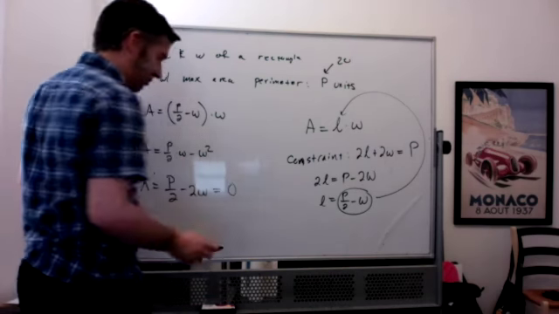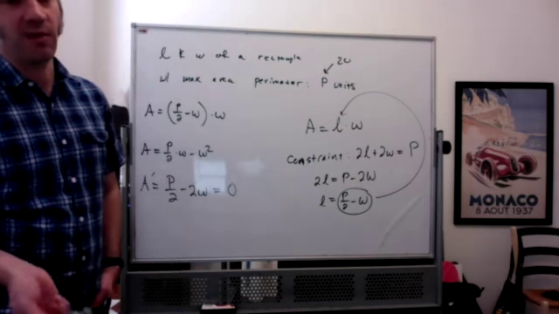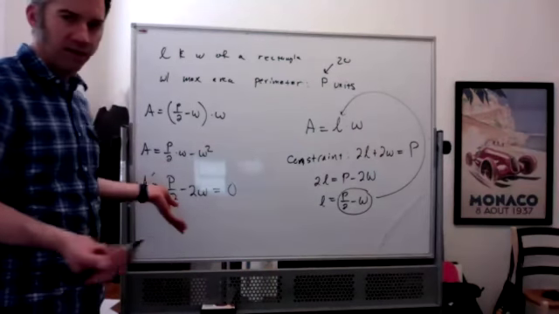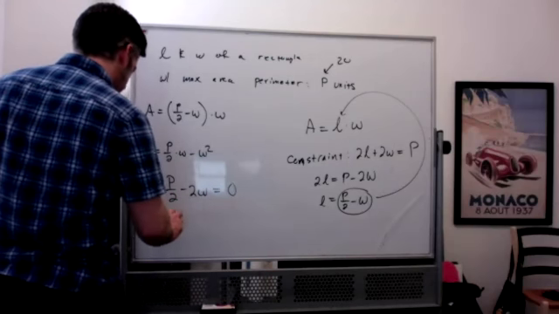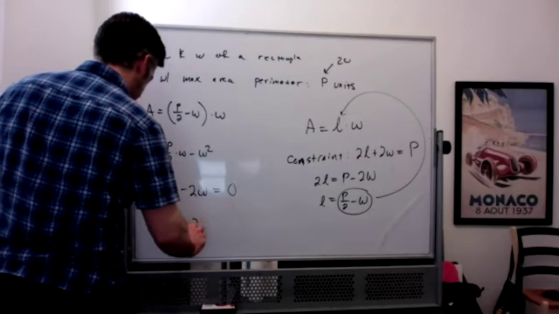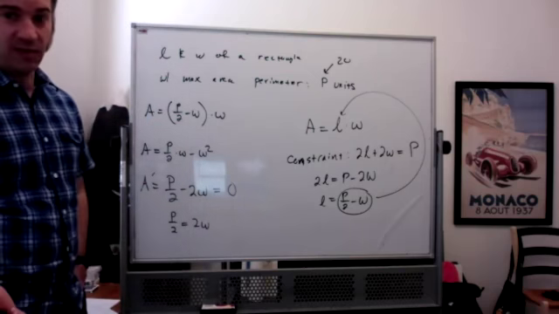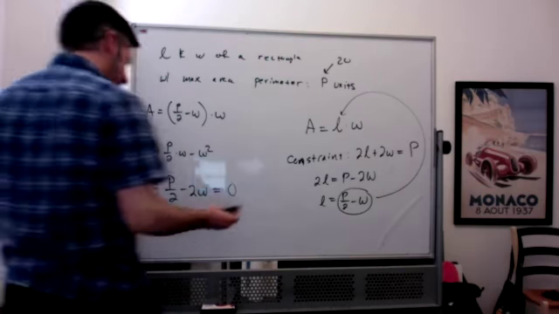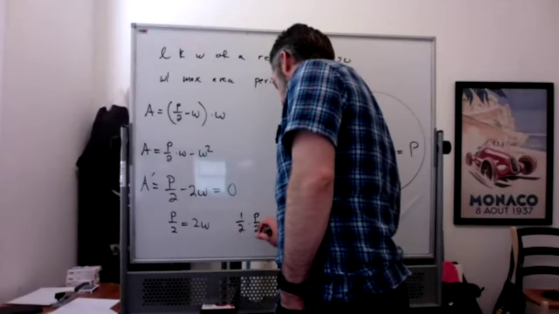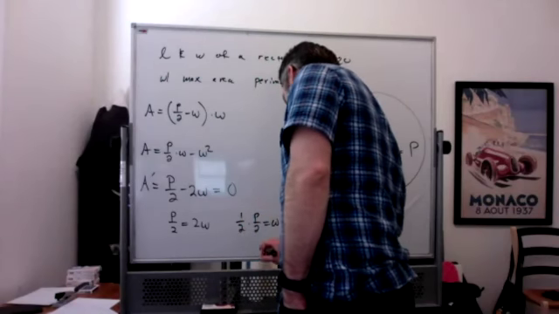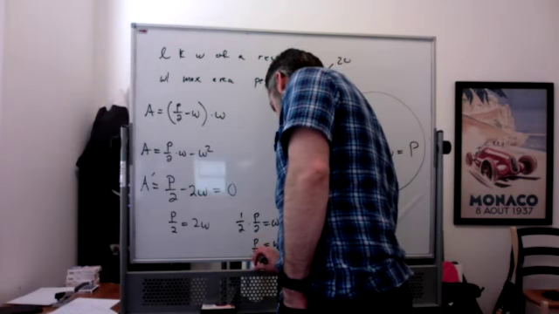And we're going to set that derivative equal to 0. We're also going to think about where it might be undefined, but this derivative is never undefined, so we don't have to. I'm solving for W. P over 2 equals 2W. Dividing both sides by 2, or multiplying both sides by 1/2, we can say that 1/2 times P over 2 equals W. So W equals P over 4.